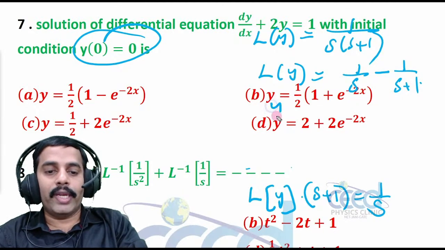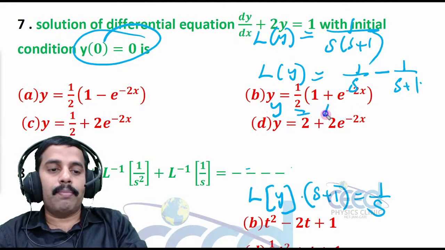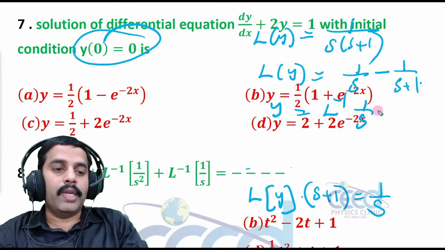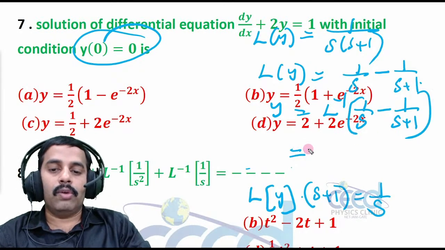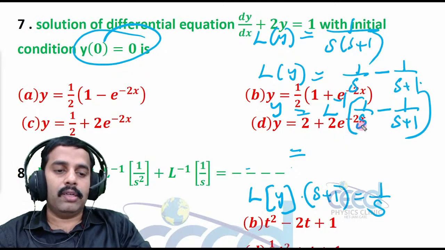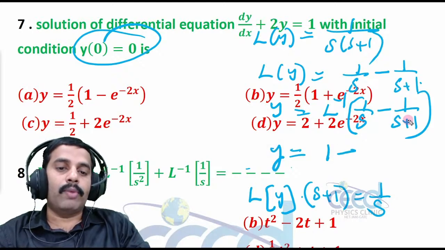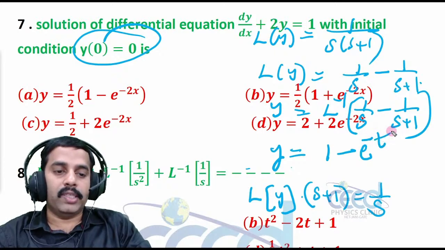So again write, what is y? Y is the Laplace inverse of 1 by s minus 1 by s plus 1. So we need to find the y value. That is, Laplace inverse of 1 by s is 1 minus, and what is 1 by s plus 1? 1 by s plus 1 is e raised to minus t, right? E raised to minus t. Alright. So which one is the option we have?